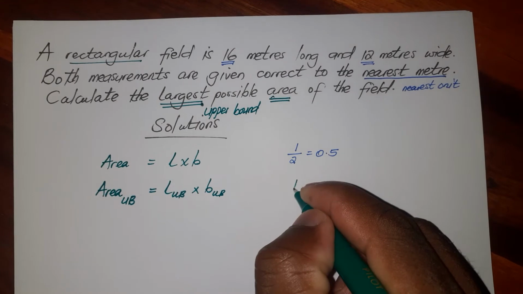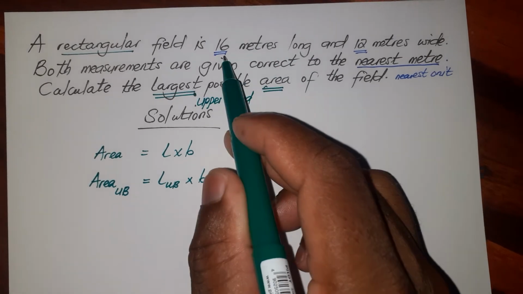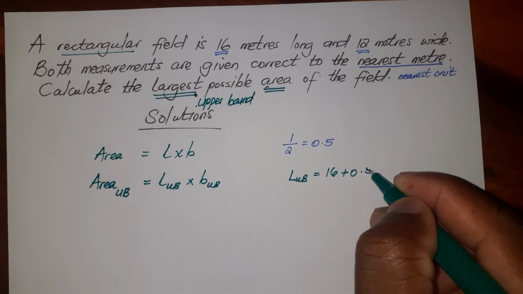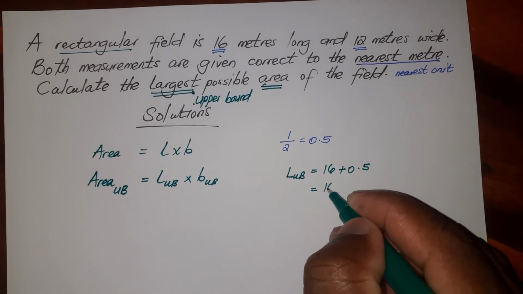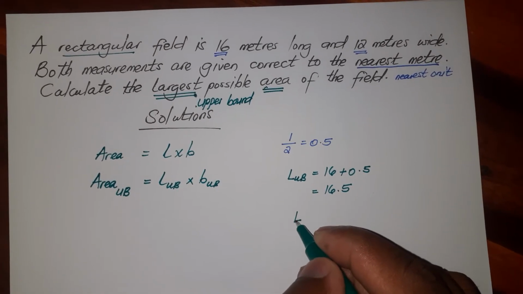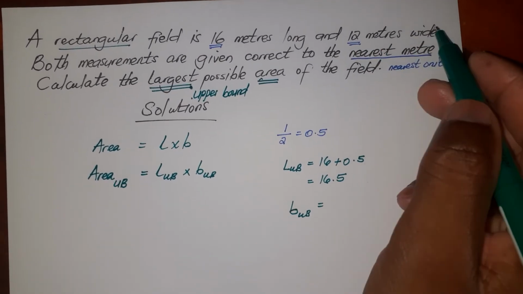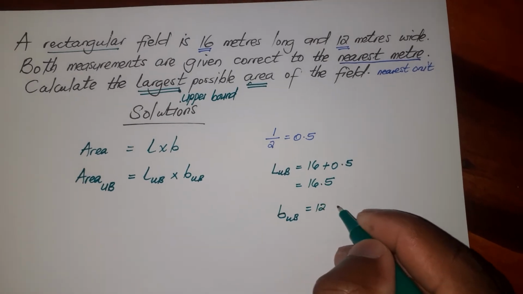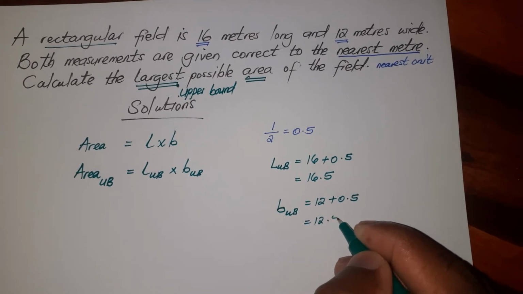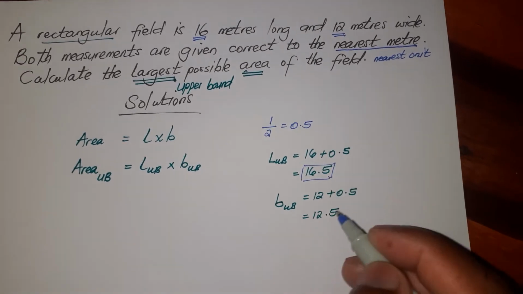Now the upper bound of the length, since you are told that the length is 16 meters, we take 16 plus 0.5, we get 16.5, while the upper bound of the breadth, the breadth being 12 meters, we take 12 plus 0.5, and then we get 12.5. Therefore these are the two numbers that we need to multiply.